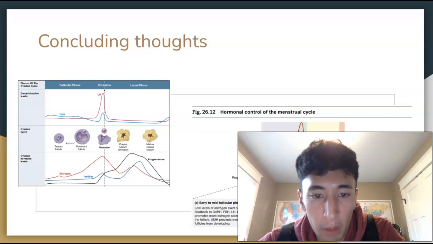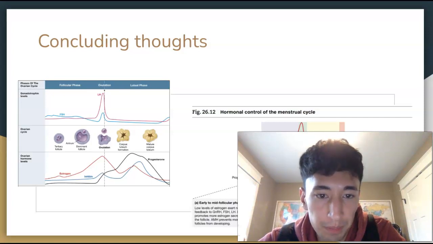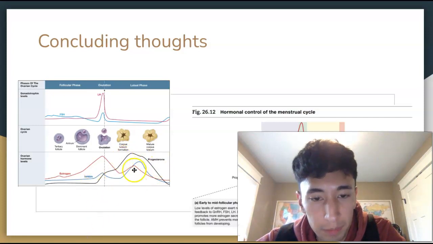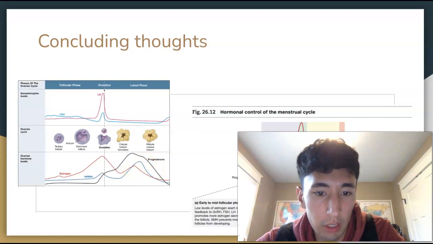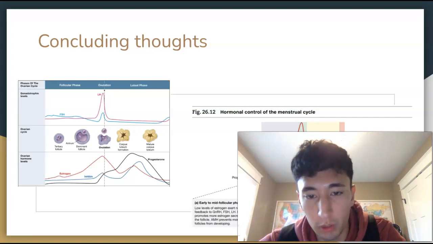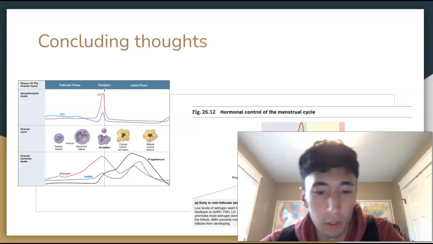But then you have some other hormones here, because you have progesterone too, which is at an increased level after ovulation. So there are differences between estrogen and progesterone. As progesterone is high, estrogen is lower, and when estrogen is lower, progesterone is high, at different parts of the ovarian cycle too.